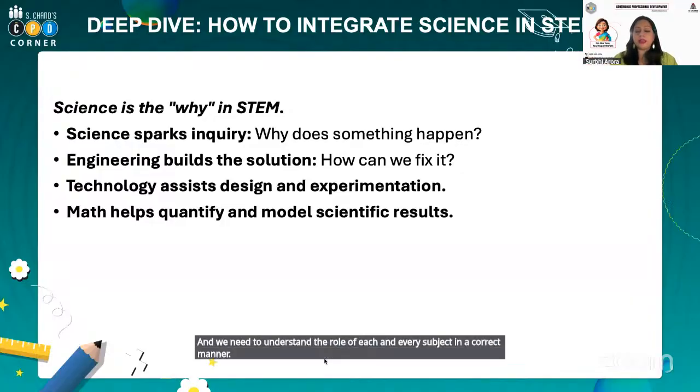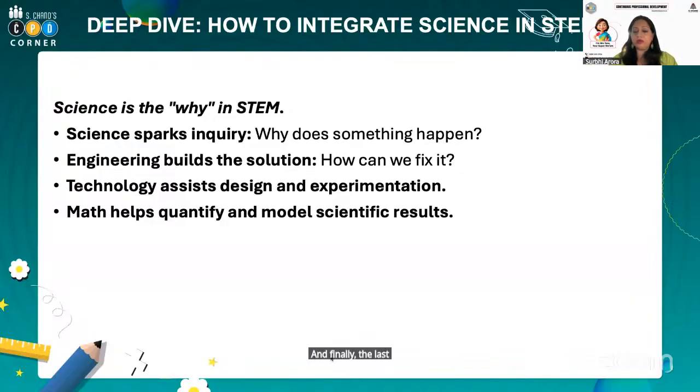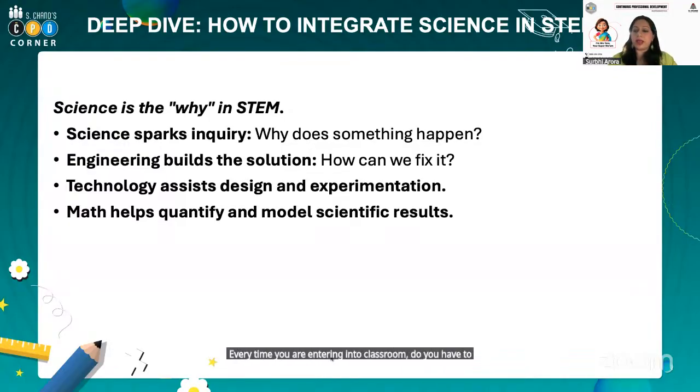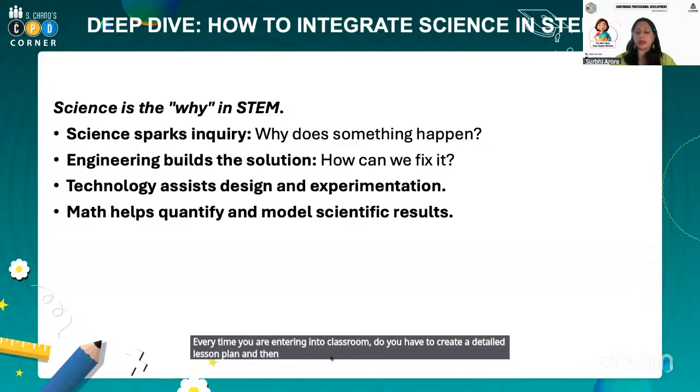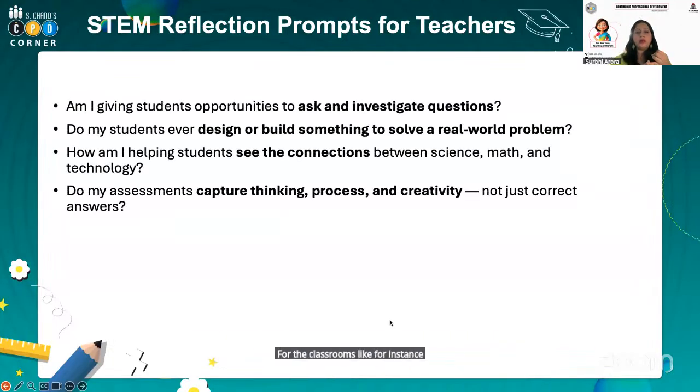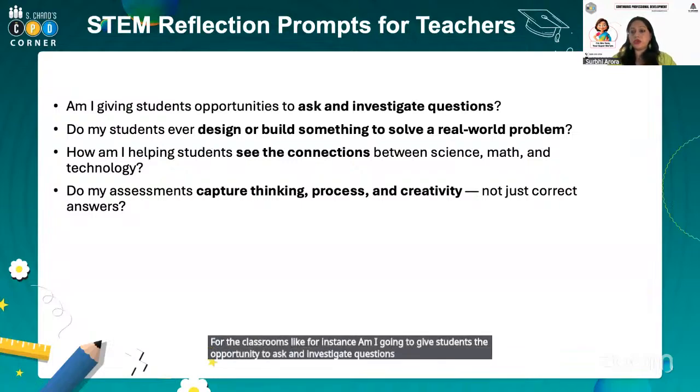And finally, the last thing which I get from a lot of teachers: do I need to have a curriculum when it comes to STEM? Every time you are entering the classroom, do you have to create a detailed lesson plan and then go into the classroom, or is there some other way? The last thing I would like to add is the prompts that you can use for the classrooms. For instance, am I going to give students the opportunity to ask and investigate questions? These are the questions you should be asking yourself.